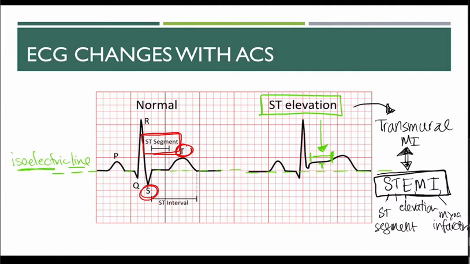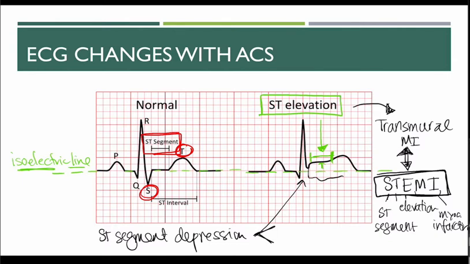In non-transmural MI, you can get what's called ST segment depression. You can see ST segment depression where the ST segment goes below the isoelectric line. So the EKG would be down here. ST segment depression can be seen in both subendocardial MI as well as unstable angina. You can see that in both. ST segment depression is a sign of cardiac ischemia.